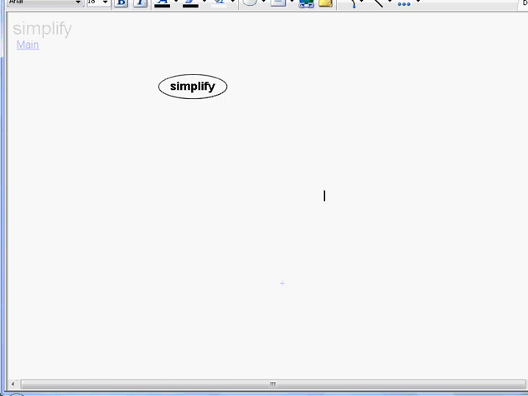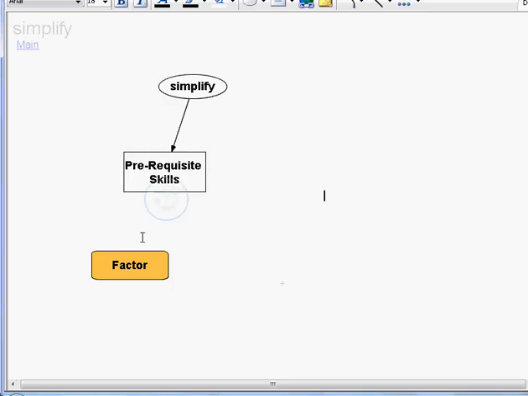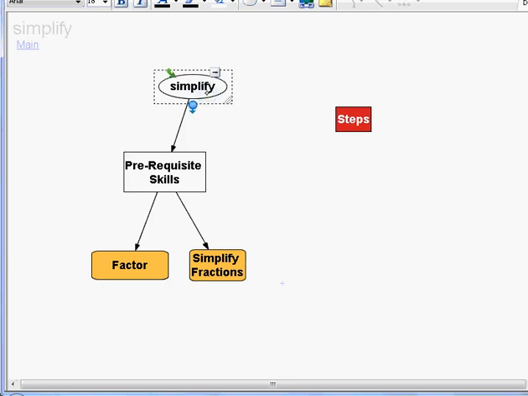So let's drill down into this concept map and develop it a little bit more. If we're going to factor to simplify, our prerequisite skills are in fact to be able to factor, and that should be somewhat obvious. And the next one is to be able to simplify fractions, because a rational expression is something that resembles a fraction for the most part. So our fraction rules come into play here. As the video develops, hopefully we will take a look at listing out some steps.